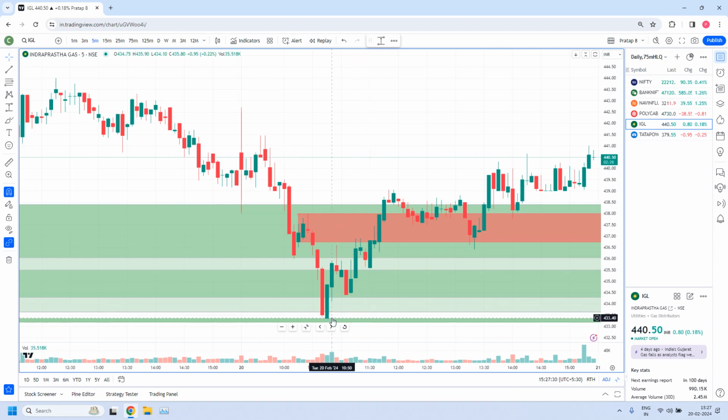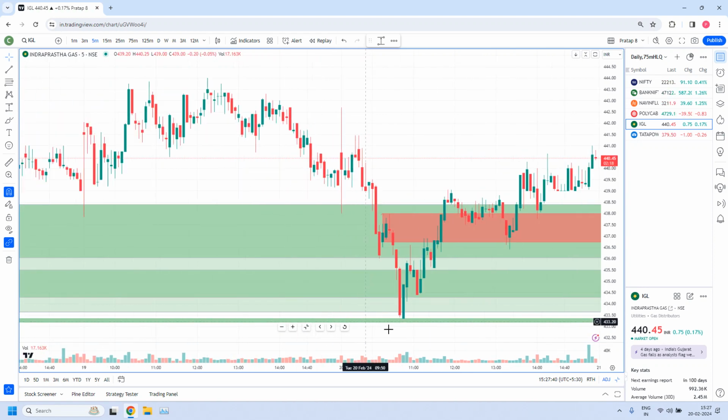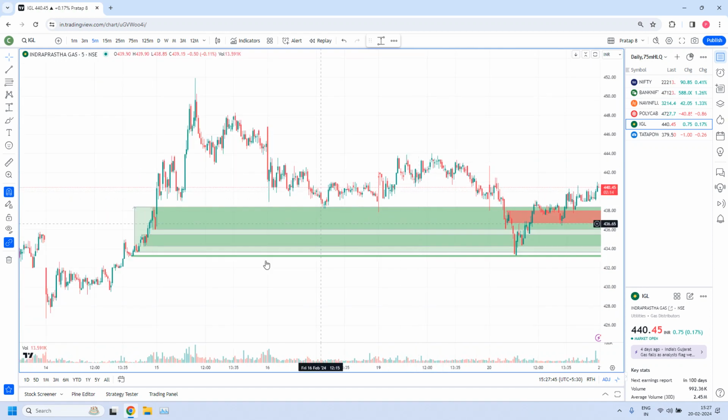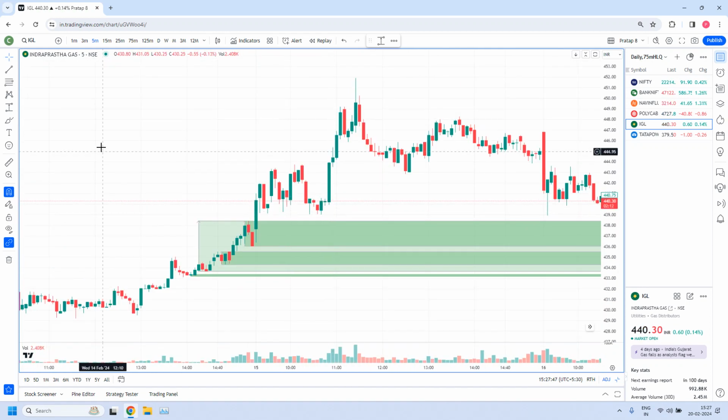This 5-minute zone is acting as a trap for all those bears. So all those bears are caught here. That's why we are calling it a bear trap. The institution just created a demand zone and consumed all the short orders. See here, this 5-minute zone.